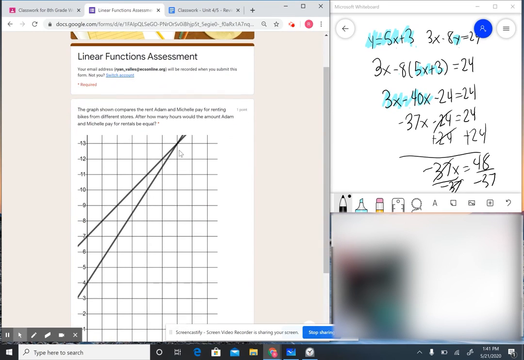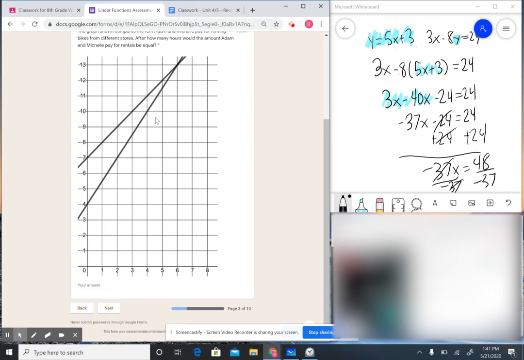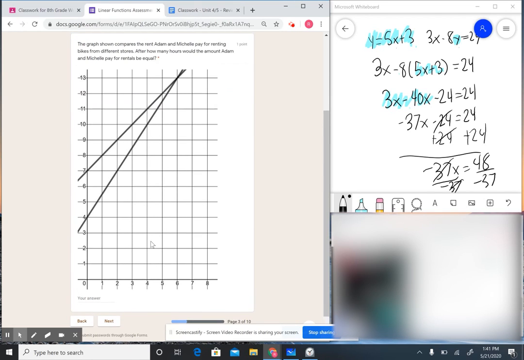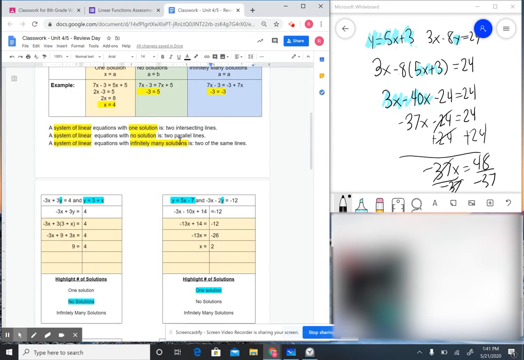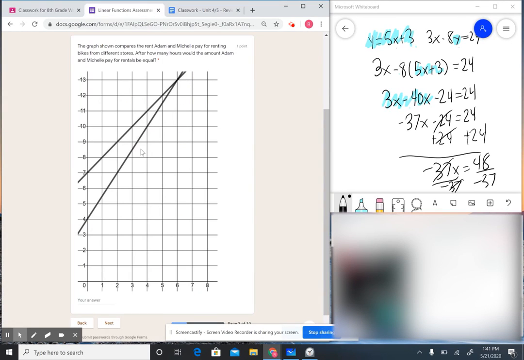For this one, remember that these are two linear equations. Someone's asking how many hours would the amount Adam and Michelle pay for rentals be equal. So that's just where they cross, right? So you're just going to put in where they cross, because a solution is two intersecting lines, right? And then let's just put a random number.